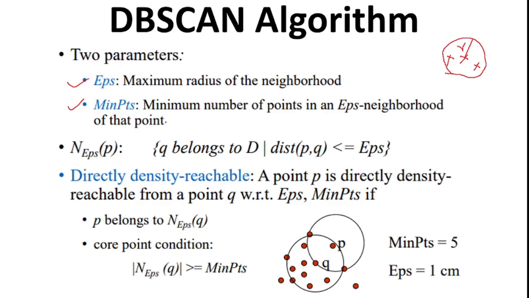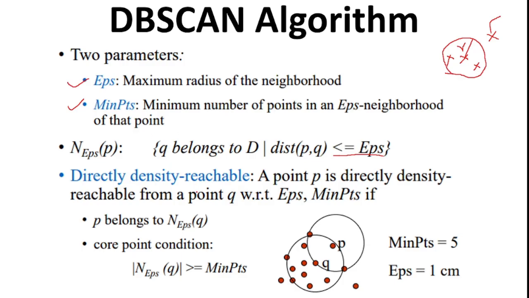Minimum points is the minimum number of points in the epsilon neighborhood of that particular point. So N epsilon of p is the set of q belonging to D, given that the distance of p comma q is less than or equal to epsilon. If there is some other data point over here, you can't consider it; it is an outlier or noise. So within the epsilon radius, you need to count the data points. If the data points are within a distance less than or equal to epsilon, you can consider all those data points as belonging to N epsilon of p.